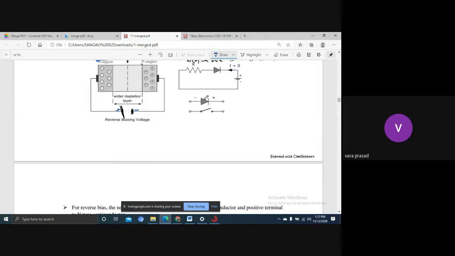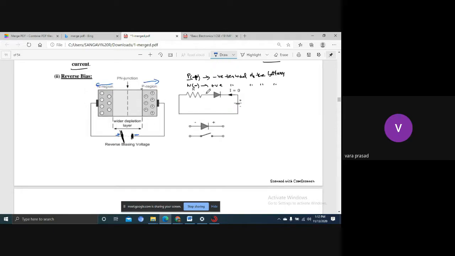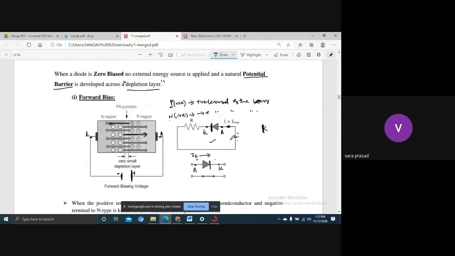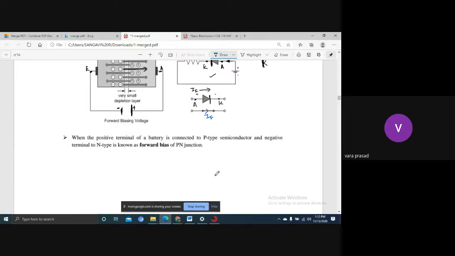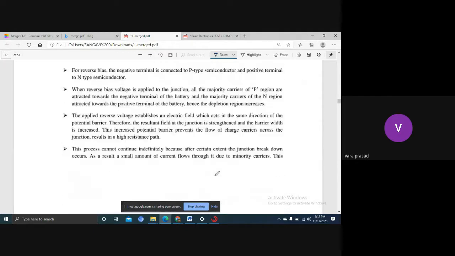We also have to draw the circuit diagram. This is the anode terminal and this is the cathode terminal. The anode is connected to the negative terminal and the cathode is connected to the positive terminal, so current is 0. When current is 0, I can represent the diode with an open circuit. This is an open circuit. And here, current is flowing, so it is a short circuit, with forward current IF. This is about the biasing of the diode. Please keep it in mind.